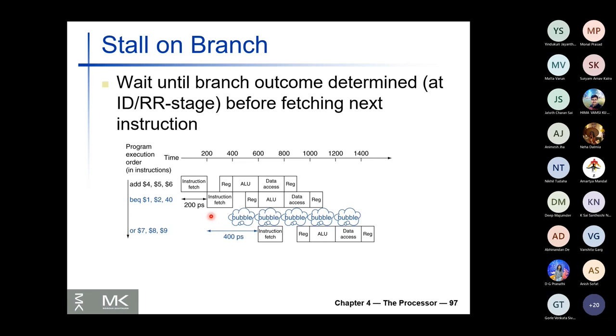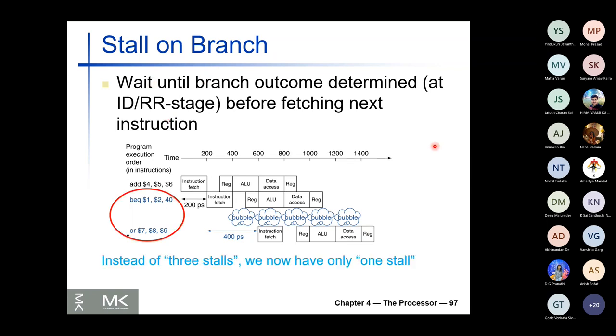I mean, in a normal pipeline you have 200 picosecond, and then one stall, 400 picosecond. So just by doing this little bit of hardware modification, we save 2 clock cycles. Instead of 3 stalls, we now have only 1 stall. Got it?